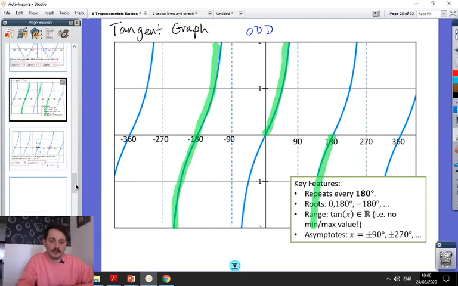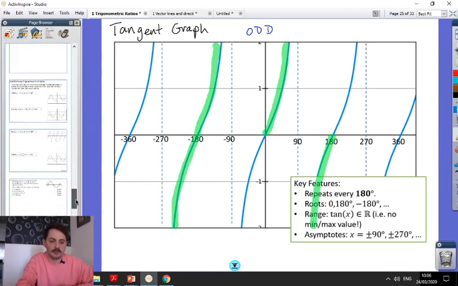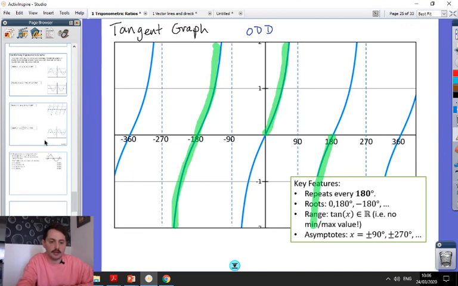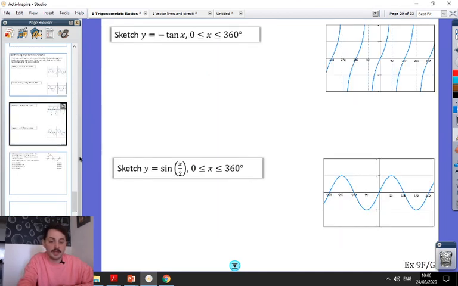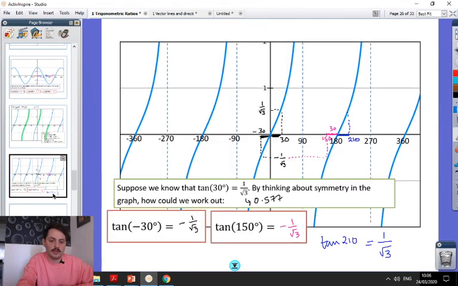The questions you might like to have a go at after doing this bit are from exercise 9F. At this point we're going to take a bit of a pause and you can do some questions from exercise 9F.